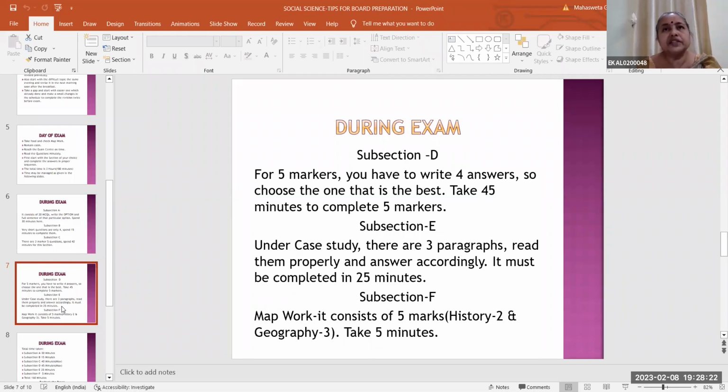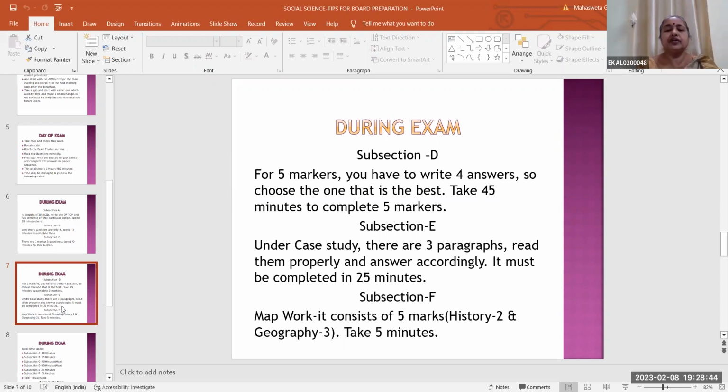So here you are writing 9 questions, 1 plus 1 plus 2 in each subsection. It might come as fill in the blanks or all 3 questions. This will be completed in 25 minutes, which will help you to recheck as well.